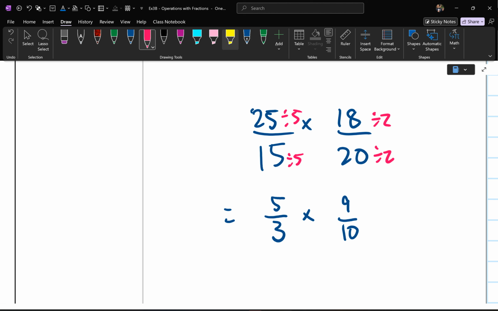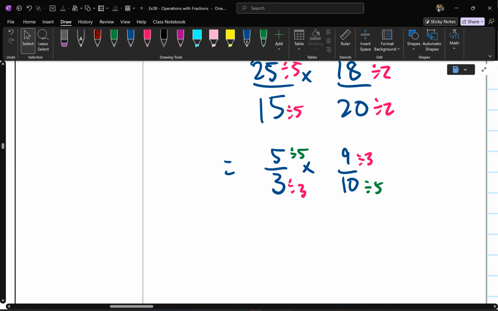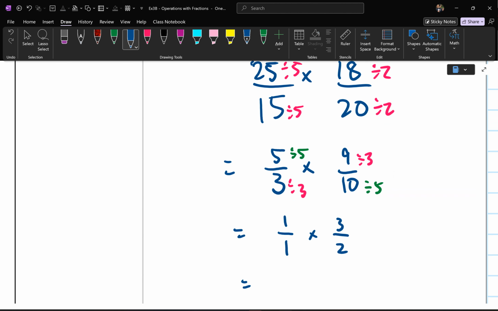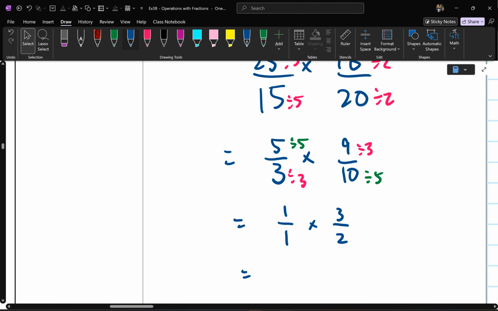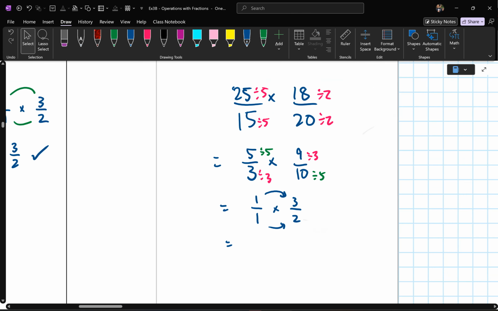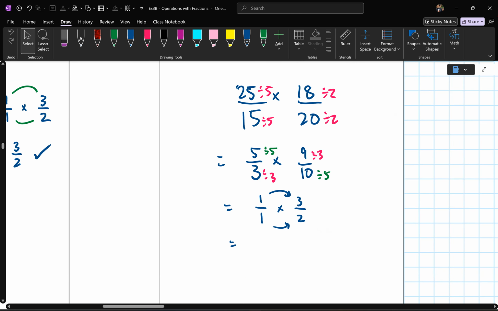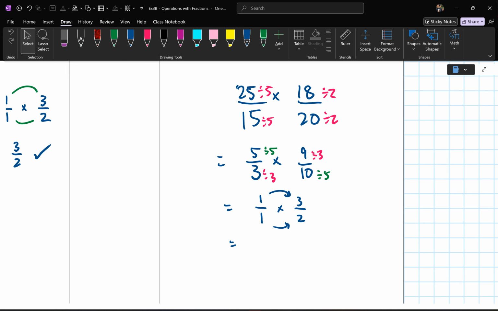I said, actually, these ones have a factor of 3, and these ones have a factor of 5. And then I went down even further. I had 1 over 1 times 3 over 2. And then from here, that's when I did top with top, bottom with bottom. That first 2 steps is where a lot of students give up. And that's what 3B is. That second part of 3B, this is where I see students give up.